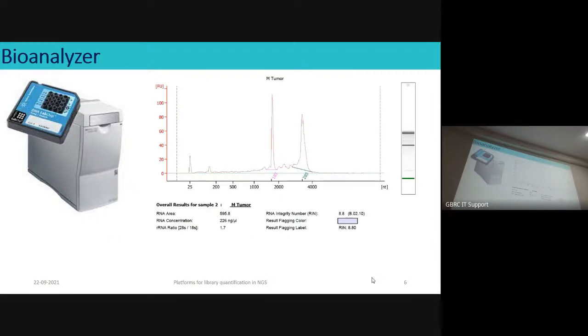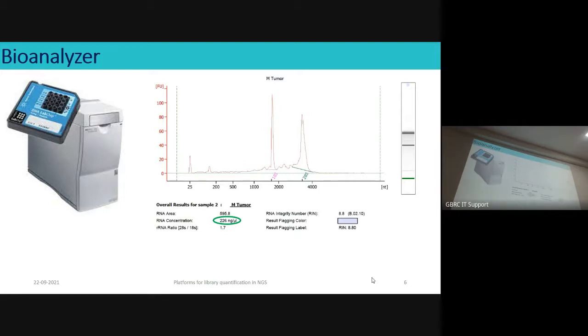Same for the RNA, for the RNA quality as well as the quantity. You can also use this bioanalyzer. It will also give you the concentration as well as this RIN value, RNA Integrity Number, how intact your RNA is, based on the peaks of this example of the eukaryote.